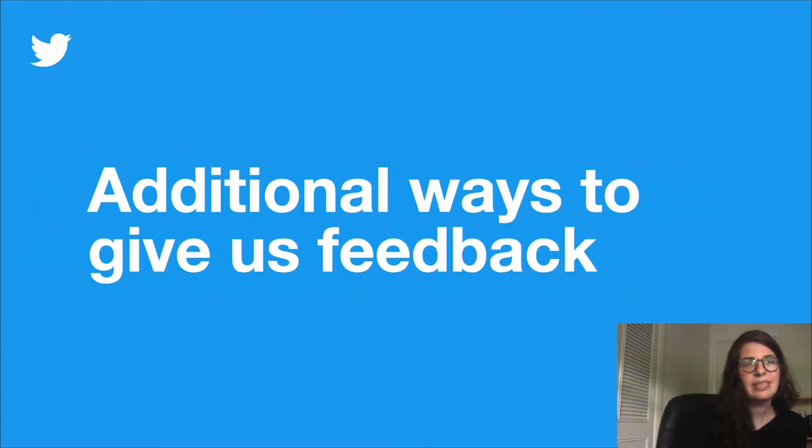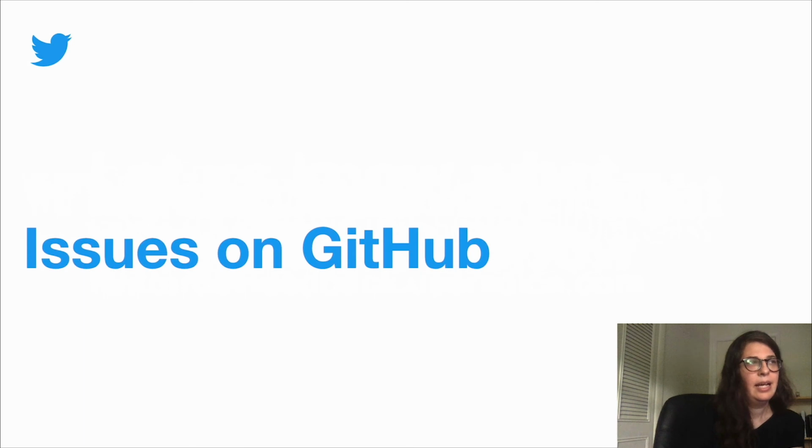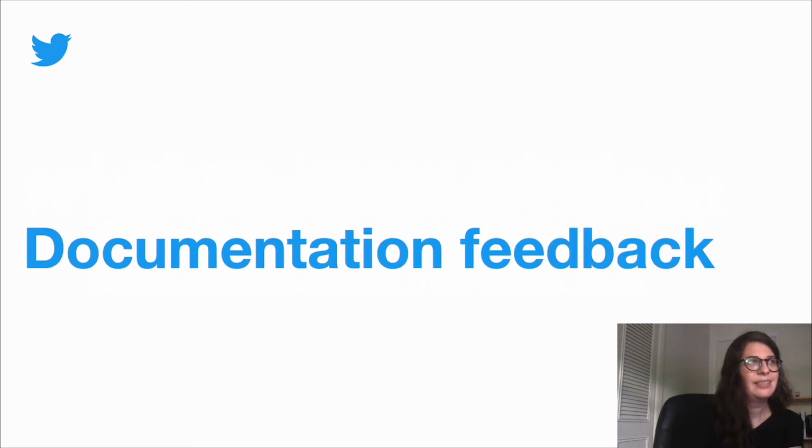And there are some additional ways to give us feedback on our code samples. There is an issue tab in our GitHub repositories for our code samples. Feel free to let us know if things aren't working, if you get stuck. There's also documentation feedback. We also have the Twitter community forums, but you can give specific documentation feedback at the bottom of every documentation page. There's a happy face or a sad face. If you click on the sad face, you can let us know what's going on, especially if the code isn't working. Please let us know.